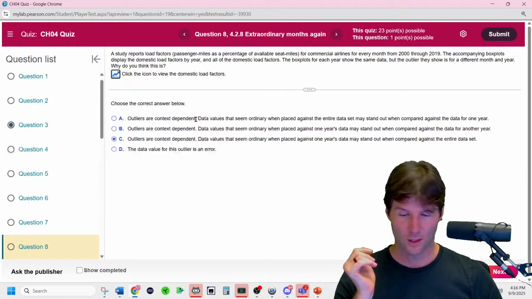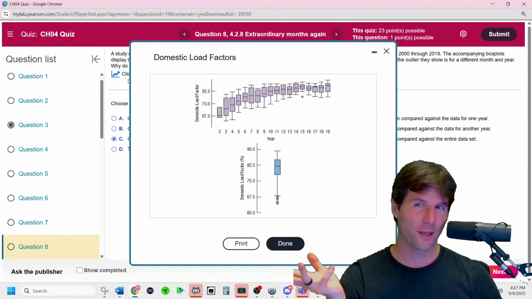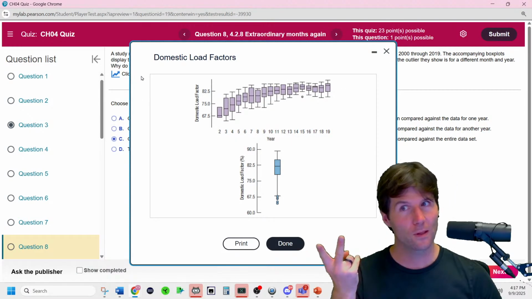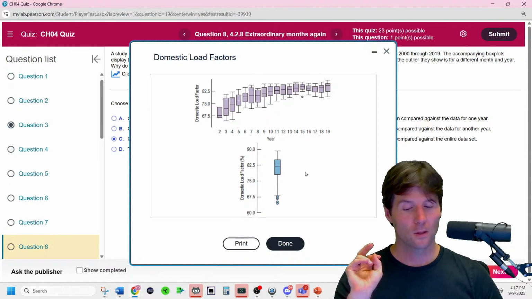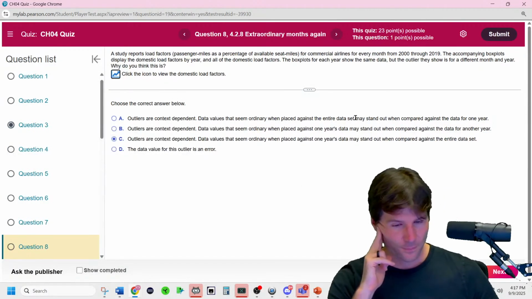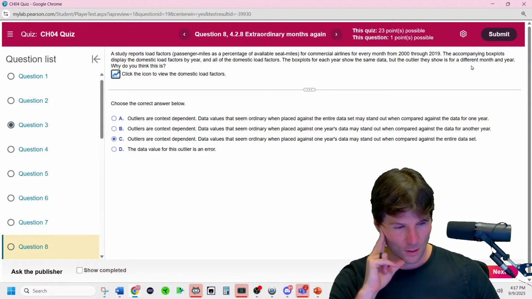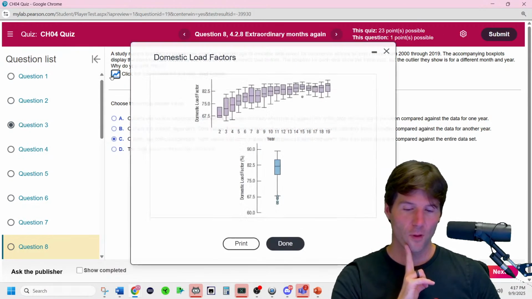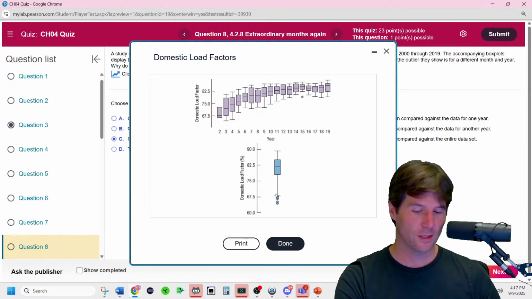So I click that first one. Data values that are ordinary when placed against the entire data set may stand out. I should remember for next time because I keep double thinking, because I got it wrong once. I'm like, wait, is it the one I think it is or not? They're talking about these data points down here. Did they say all those outliers? They really should say the outliers, like for the massive amount of outliers, why do they exist?